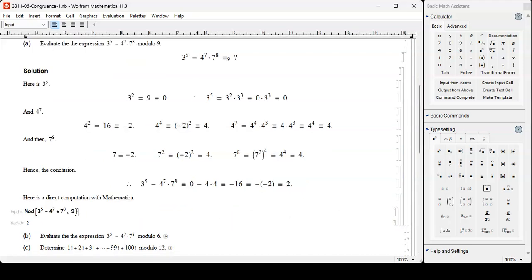Well, we can do direct computation with Mathematica. Just calculate 3 to the 5th power minus 4 to the 7th power times 7 to the 8th power, and divide by 9 and take the remainder. And yes, indeed we have 2. But of course, if you don't have technology aid and are doing this kind of computation with traditional paper and pencil, good luck with that.